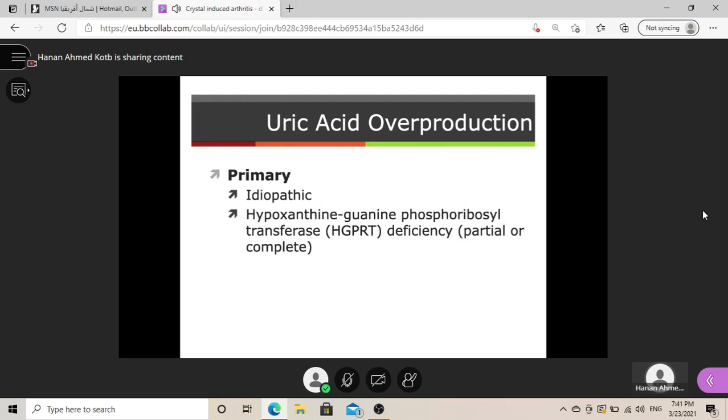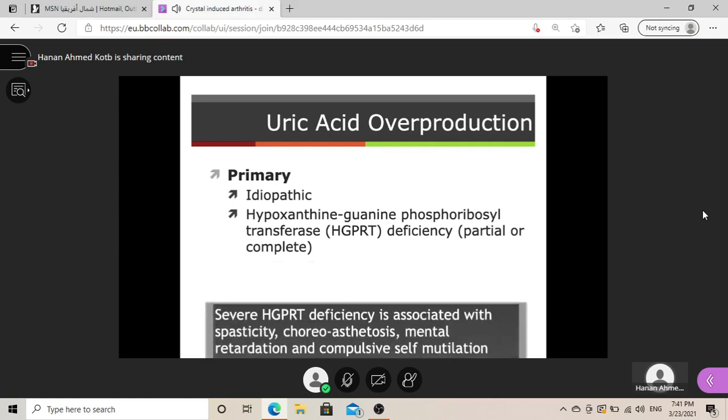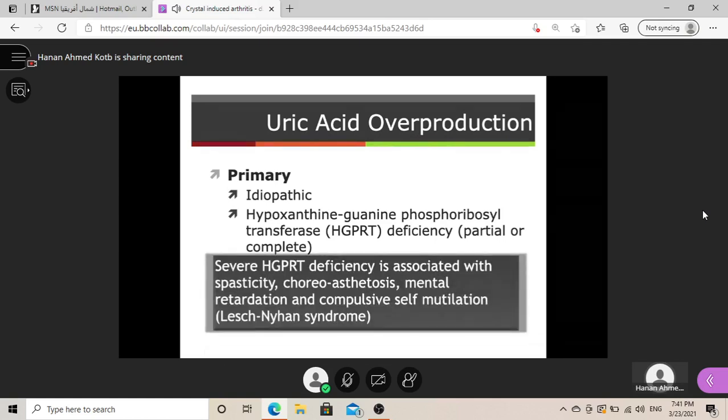The most important enzymatic deficiency is hypoxanthine guanine phosphoribosyl transferase deficiency. This deficiency is either complete, meaning there is no enzyme, or partial, where some of the enzyme is present, but it's not enough to get rid of all the uric acid. So what happens if there is complete deficiency? We have severe hypoxanthine guanine phosphoribosyl transferase deficiency.